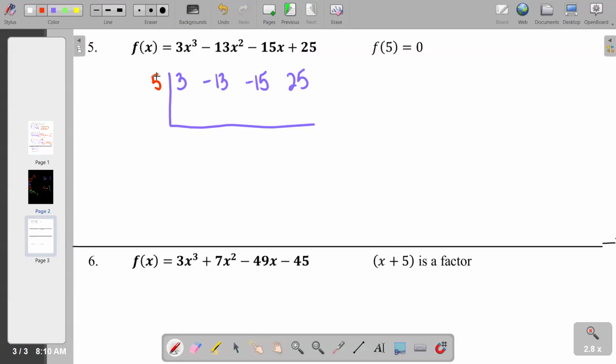Okay, if it says that f of 5 makes a 0, that means that 5 is a place where the graph does something cool. Or from another perspective, it means that x minus 5 is an evenly dividing factor. But we just use the number that we're given, 5. So we drop the 5.